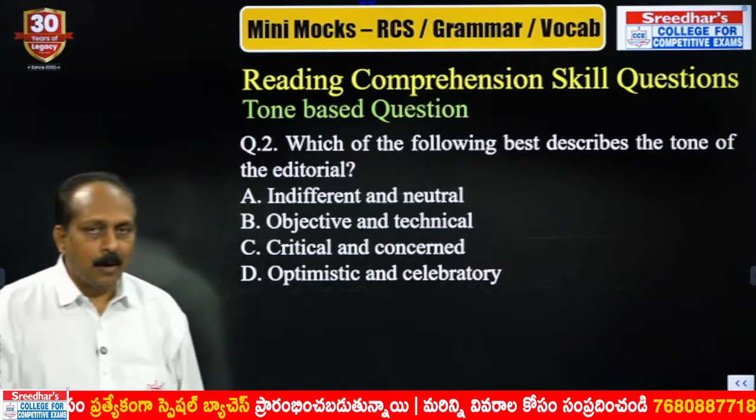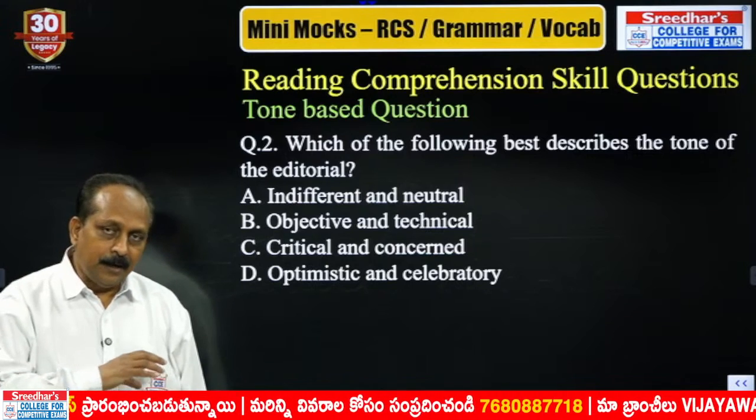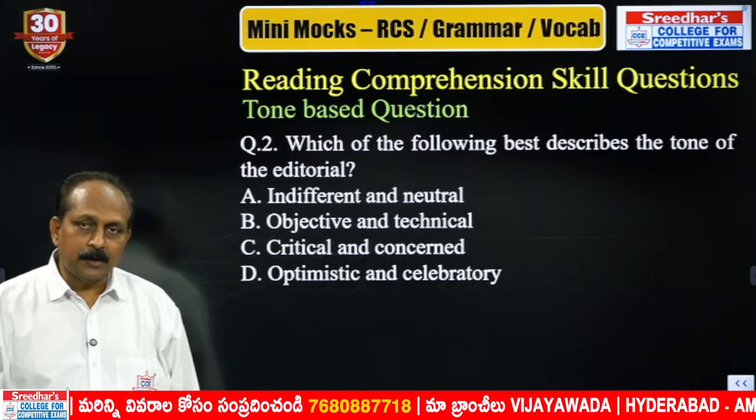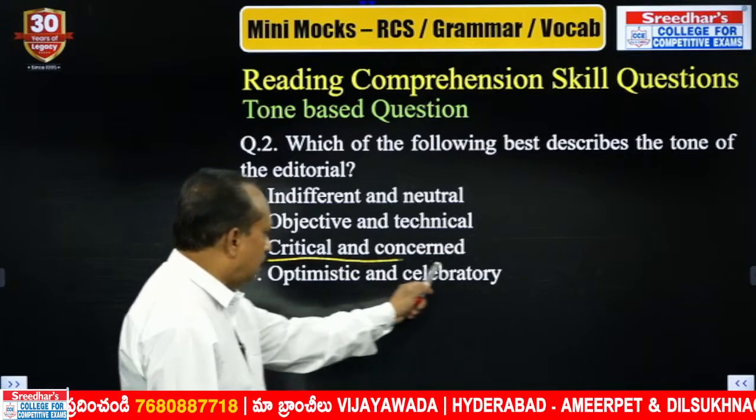Which of the following best describes the tone of the editorial? It is about a plane crash. It is about an investigation not done properly, not revealing or disclosing the entire information. So it has to be critical. Because about 300 people lost their lives, it has to show some concern. Based on that, C, critical and concerned.